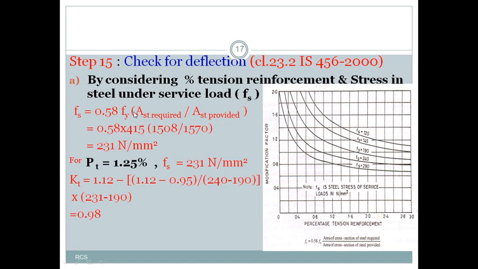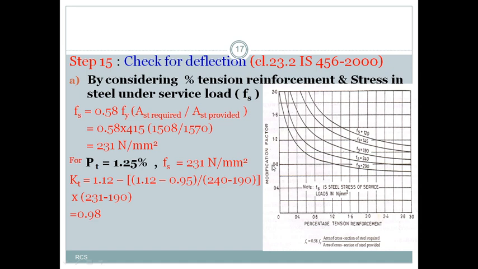So 0.58 Fy Ast actual required is 1508 and Ast provided is 1570. From that, the value obtained for Fs is 231 Newton per mm square, and we know the percentage of tension reinforcement is 1.25. For 231 Newton per mm square and Pt equal to 1.25 percent, we don't have a direct value of the modification factor here.